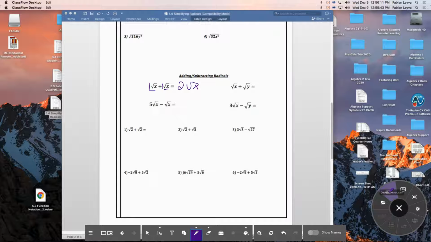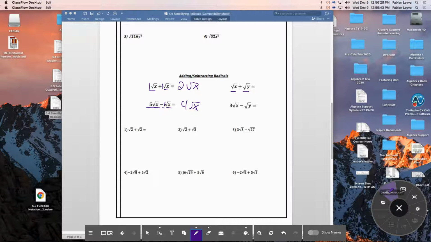And the same thing goes with pretty much subtracting. Notice we have 5 square root of x minus 1 square root of x. Well, these are the same square root. So if you have 5 and you take away 1, you have 4 square root of x's. Now, do we know what the square root of x plus the square root of y is?